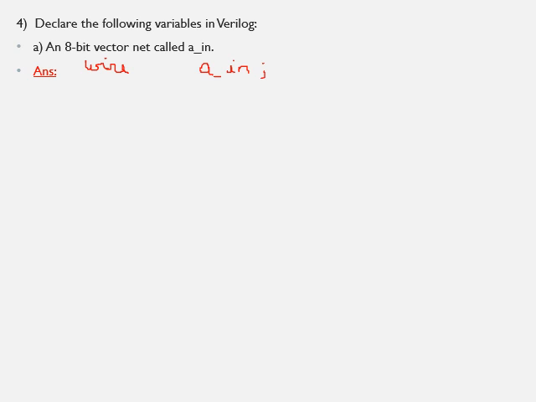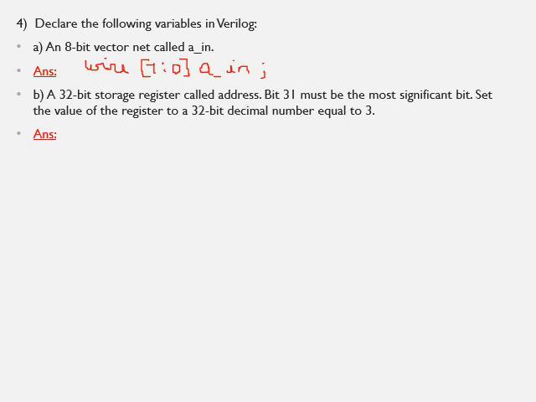But now I want it to be an 8-bit vector. So to declare an 8-bit vector, I will use the size 7 down to 0. So wire [7:0] a_in is the answer. Next one, a 32-bit storage register called address. Bit 31 must be the most significant bit. Set the value of the register to a 32-bit decimal number equal to 3.